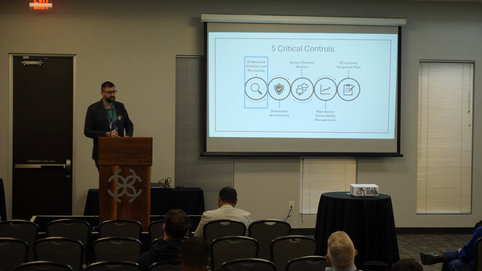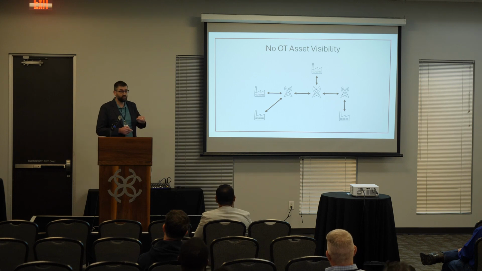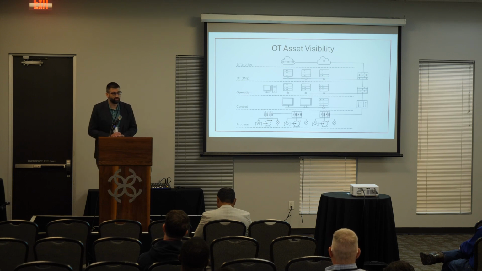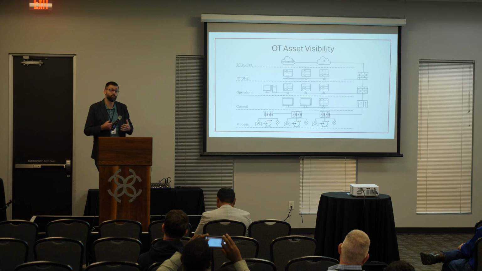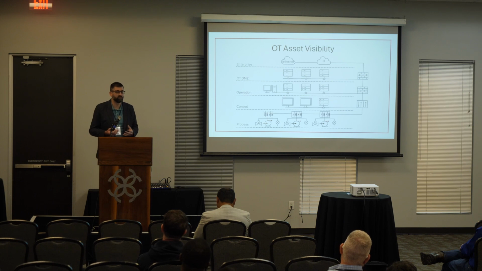So let's talk about OT network visibility. We threw this up there earlier. That's not visibility. We don't see anything there. What we want is something more along the lines of this. Your actual plant is probably much larger than this, and you probably have a lot more devices, but the Purdue model here gives us a nice representation of the information we want to know.